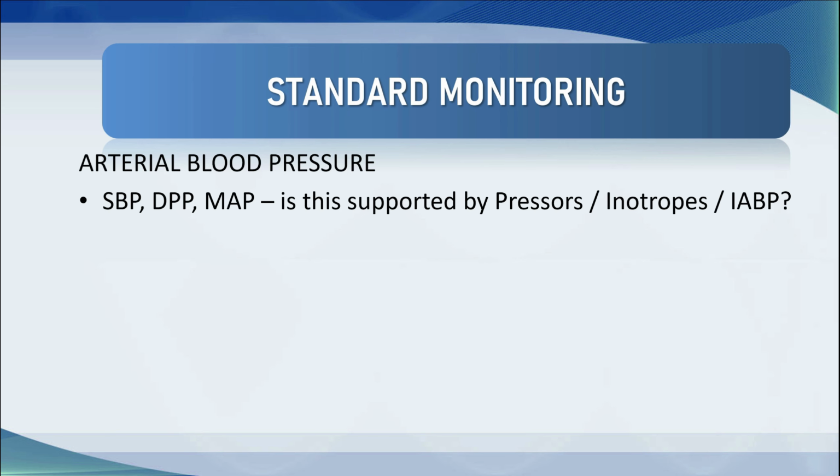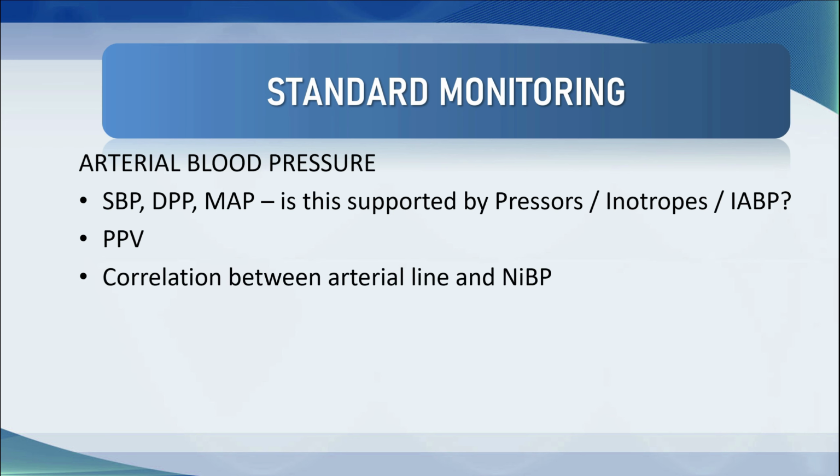And you must know, if the mean blood pressure of 65 has been achieved, whether it was by support with vasopressors, inotropes, or intra-aortic balloon counterpulsation. We also look at pulse pressure variability or stroke volume variability to determine whether the patient is fluid responsive or not. And we look for the correlation between the arterial line and the blood pressure cuff.